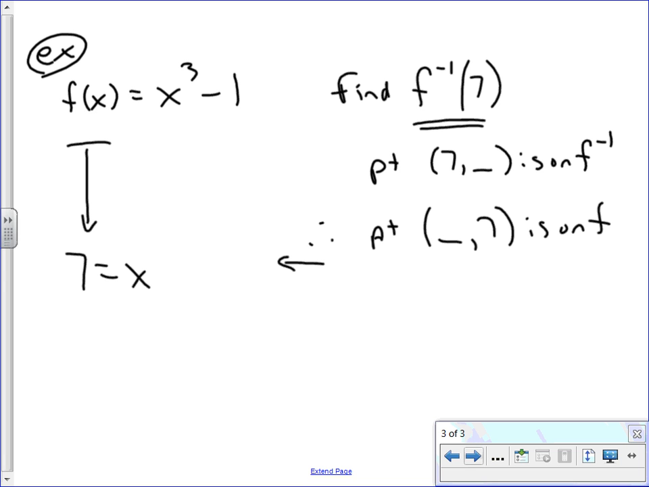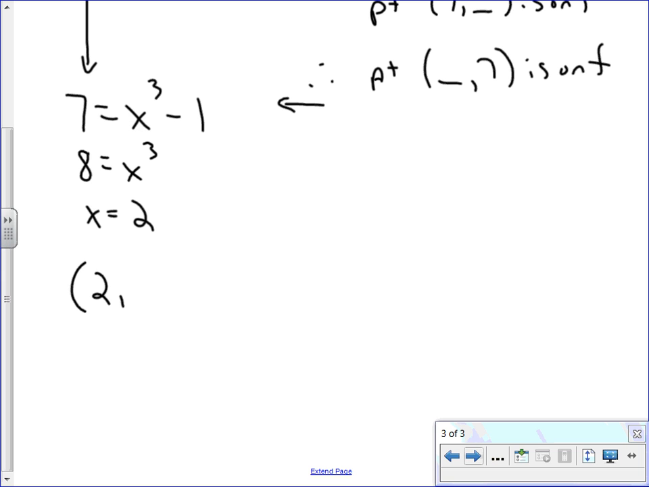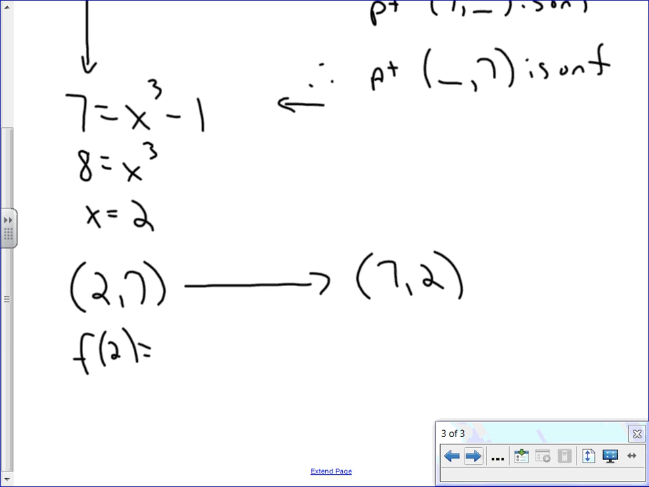So I'm going to take this piece of information, go back over here, and find the point on f of x where y is equal to 7, where the y coordinate is 7. And it's where x equals 2. That means over here, this point is 2, 7. So when we go back over here, the point is 7, 2. So f of 2 is 7 becomes f inverse of 7 is 2.